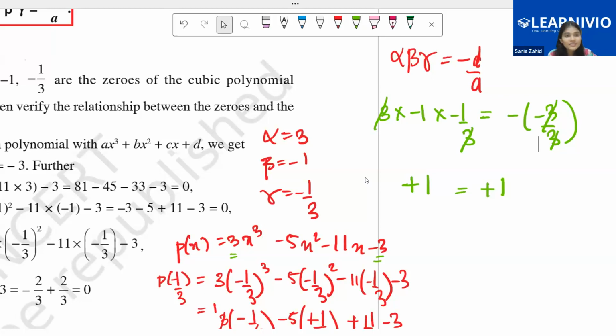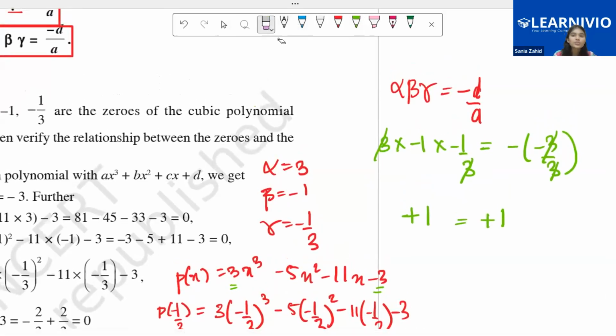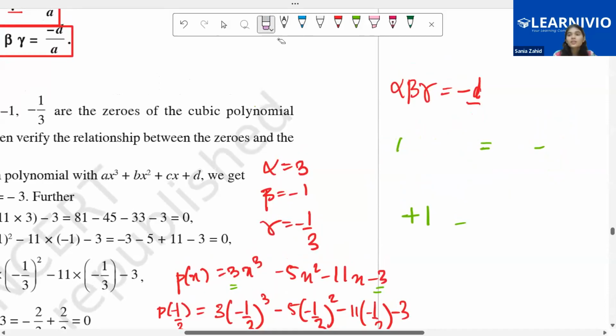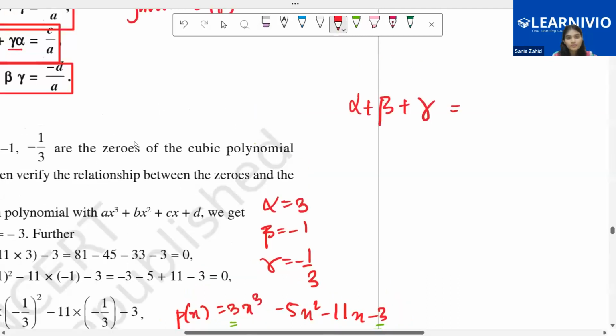Okay? So do you understand this step? Alpha into beta into gamma is minus d by a, then how I solved it and verified the relationship? Yes, ma'am. Okay. Now we have the second relationship. What is the second one? The sum of the zeros. So sum of the zeros is alpha plus beta plus gamma. What is the formula for that? Alpha plus beta plus gamma equals minus b over a. Minus b over a.